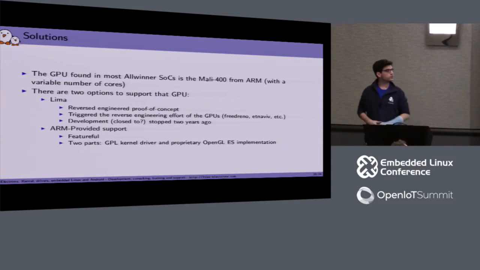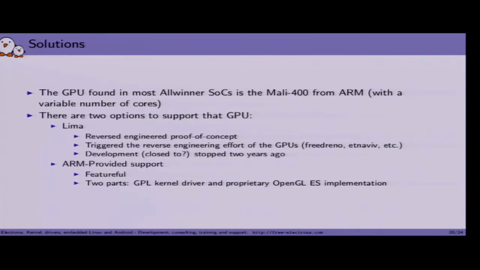So basically, we have two solutions here. The GPU found in most of the Allwinner SoCs is the Mali 400 from ARM. Depending on the SoC, you have a different number of cores, but it's always the same GPU itself. And so you have basically two options to support the GPU. The first one is Lima, which is a reverse engineered proof of concept. I wouldn't call it a driver.